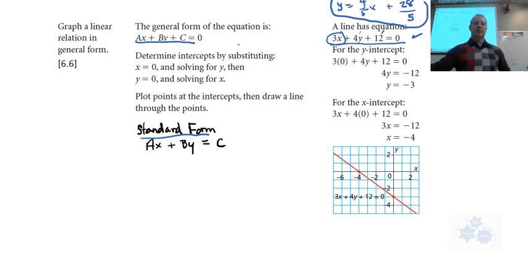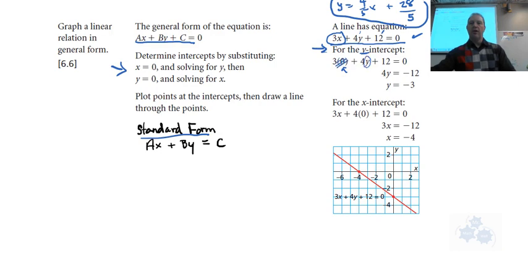Okay, one of the things that we have to know how to do is find the intercepts. I think we just talked about this yesterday, but as a review, to find the x-intercept, you let y equal 0. To find the y-intercept, you let x equal 0. And then you solve. So let's find the y-intercept here. We let x equal 0, and then we solve for the unknown variable that's left.